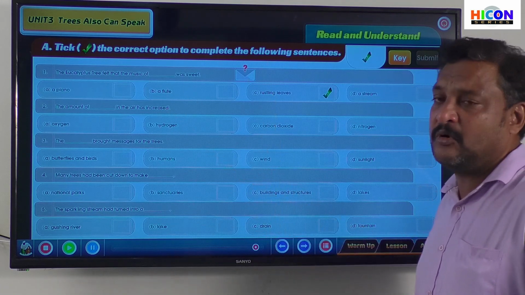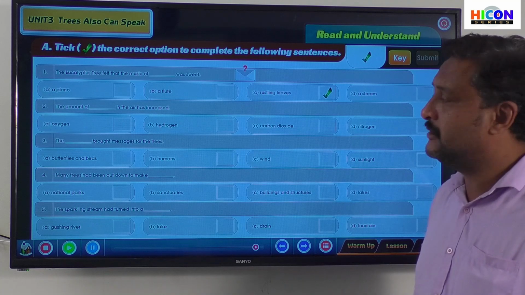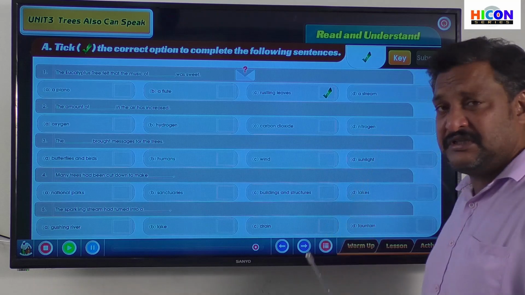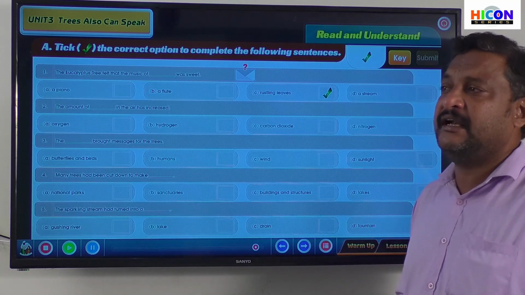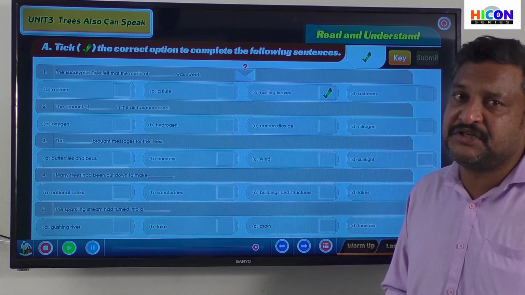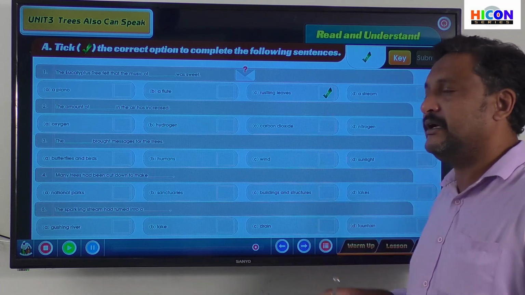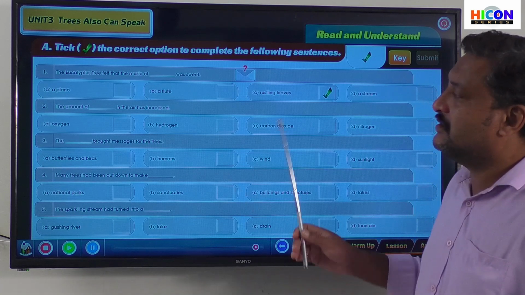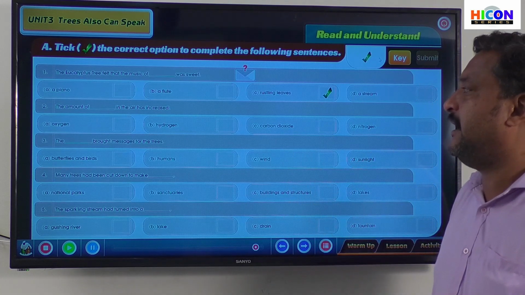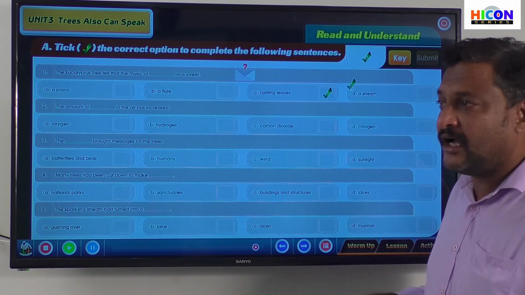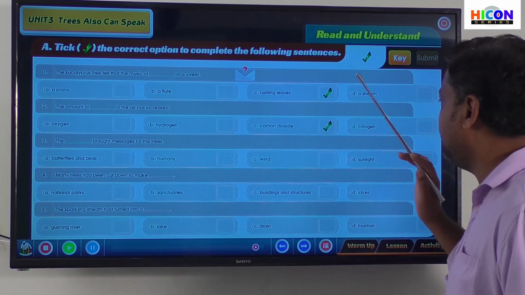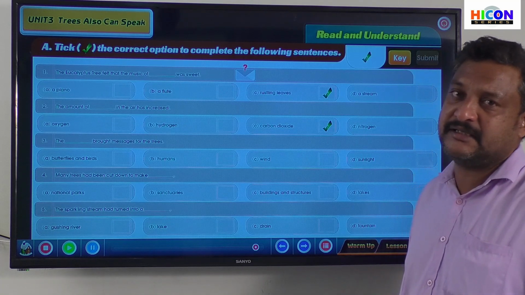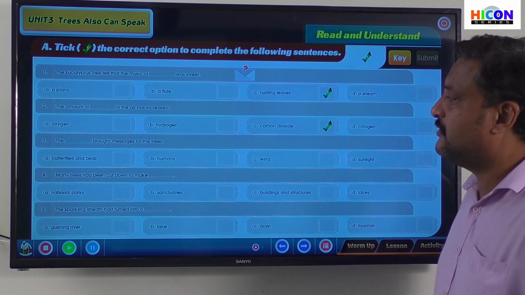Was it oxygen? No. Hydrogen? No way. And nitrogen? We didn't even mention that in the lesson. Then what did we mention? We discussed carbon dioxide. So, the amount of carbon dioxide in the air has increased. Carbon dioxide is the right answer, and we have dragged and dropped a tick marker marking it as the correct answer.